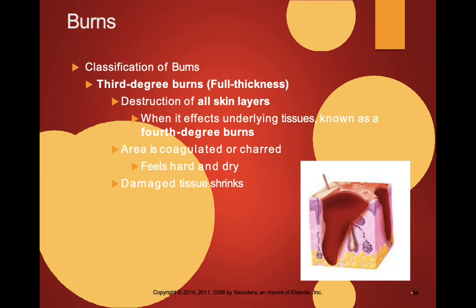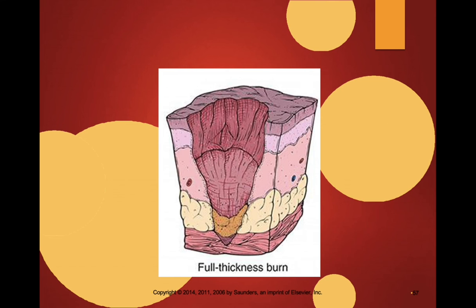So when it goes deeper, even into the hypodermis or the subcutaneous down here where you have the fat cells, that could be considered a fourth degree burn. Okay? And here the damaged tissue is going to shrink. So that's your full thickness burn. Through the epidermis, into the dermis, right down into the adipose, which is the subcu or the subcutaneous. And here it looks like it's getting a little bit into the connective tissue down here at the bottom and into some of the muscle.